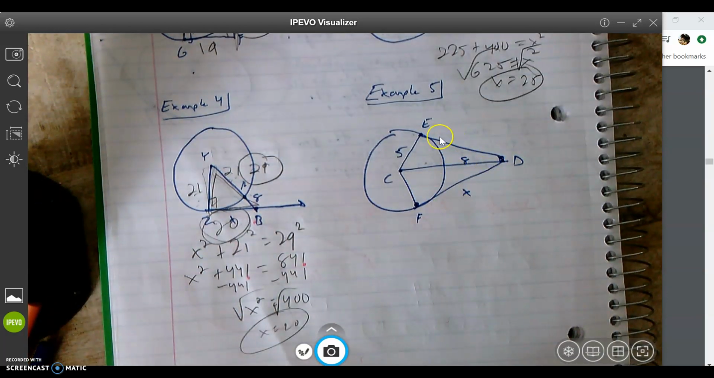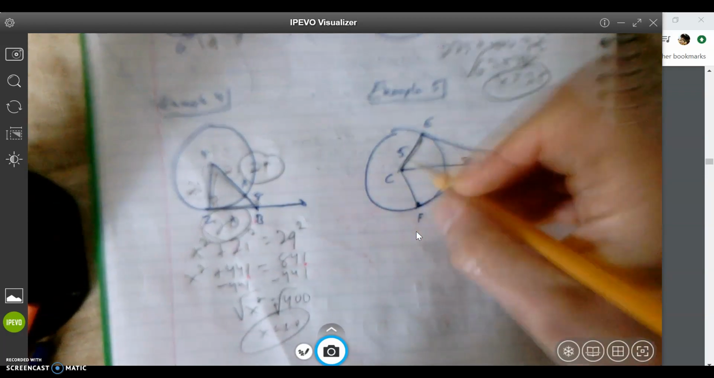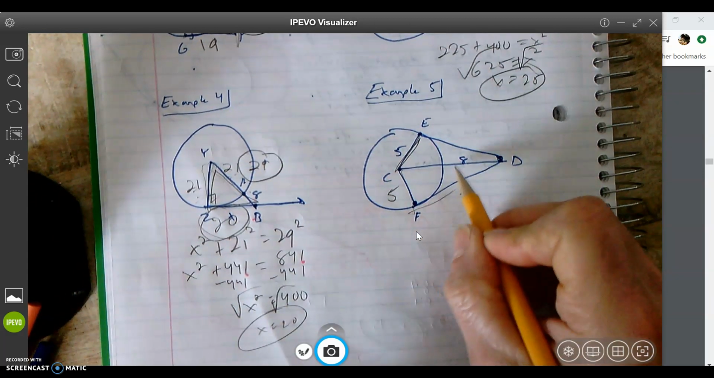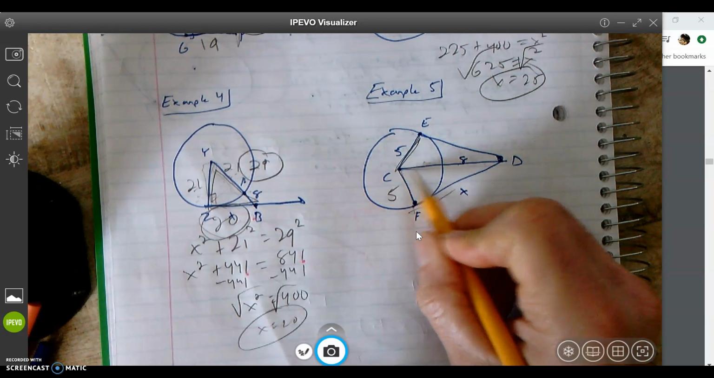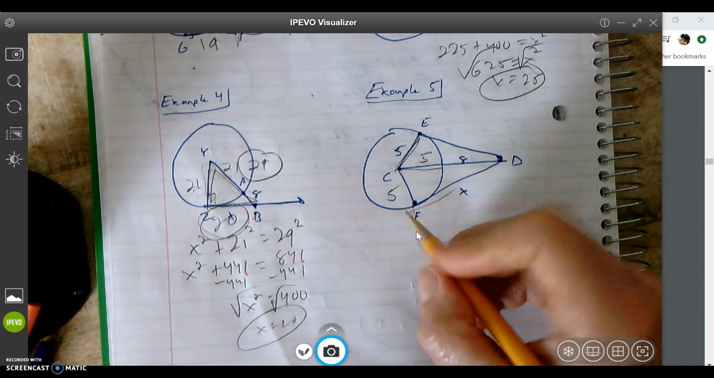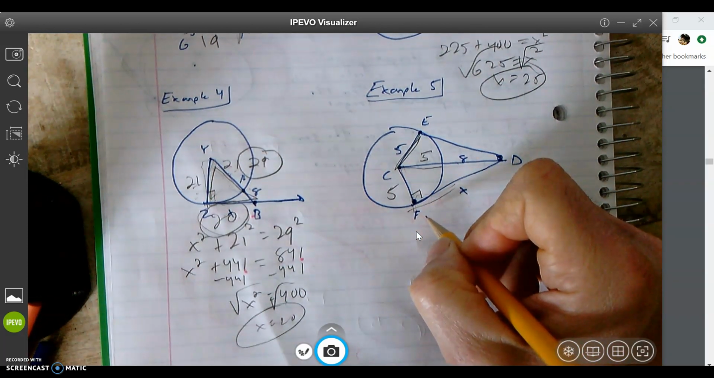Next, last one, example 5. Ooh, we got to get x right here. All right, well, if this is 5, that's a radius, right? This is also 5. And it looks like this is 8. And so, ooh, this is another radius. There's 3 radii in this, so this is 5. Okay, we assume that this is a tangent, so we assume that this is a right angle.